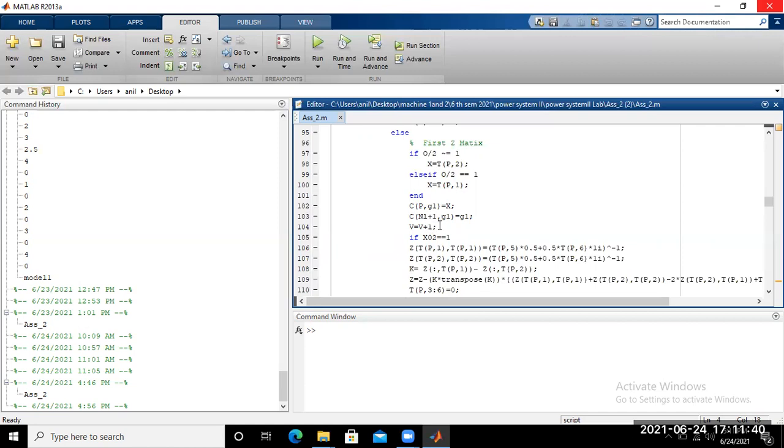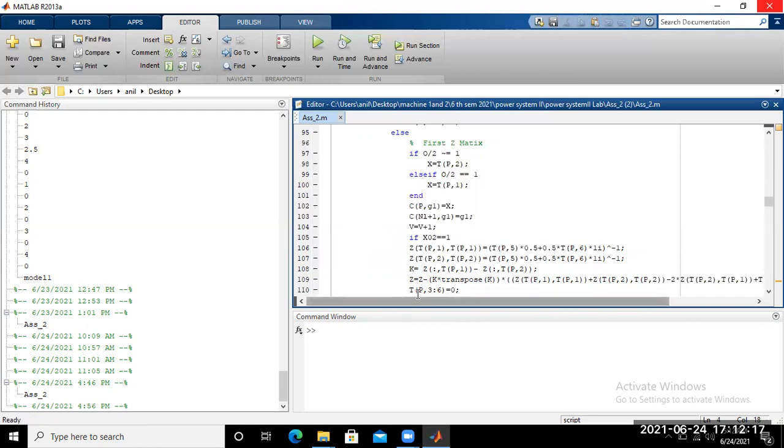So c into number of lines plus 1 comma g1 equal to g1. So v equal to v plus 1. If x0 2 equal to 1, so z t p comma 1 t p comma 1 equal to t p comma 5 into 0.5 plus 0.5 into t p6 into 1i to the power minus 1. 1i to the power minus 1, that means inverse. Okay, so r equal to z. Okay, so t into p1 minus z t into p comma 2.